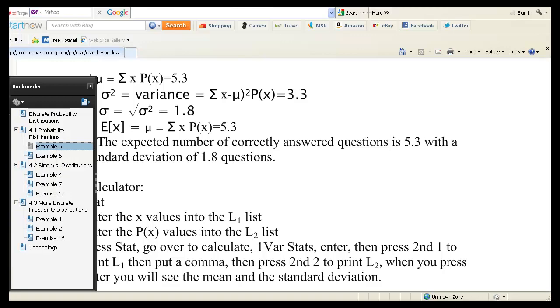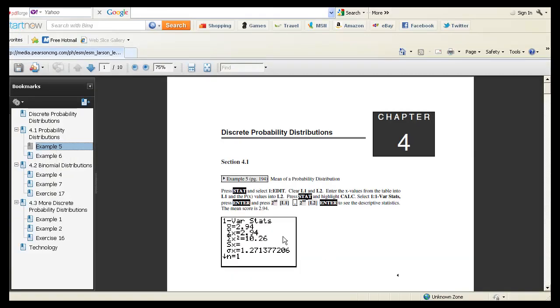Now I'm going to try and show you, and here it is. This is where you'll find that in Tools for Success in your My Stat Lab, and it tells you the instructions right here on how you do that.